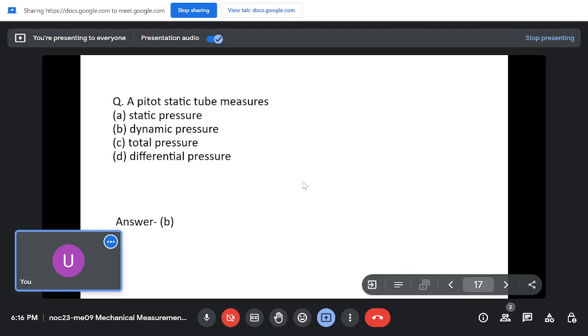Because you also measure the pressure at that point, the difference will give you the dynamic pressure. The dynamic pressure is purely the pressure due to the fluid's velocity or the flow. So that is called the dynamic pressure, and the pitot static tube measures the dynamic pressure. The difference between the total pressure and the static pressure will give you the dynamic pressure. So the pitot static tube will measure option B, dynamic pressure.